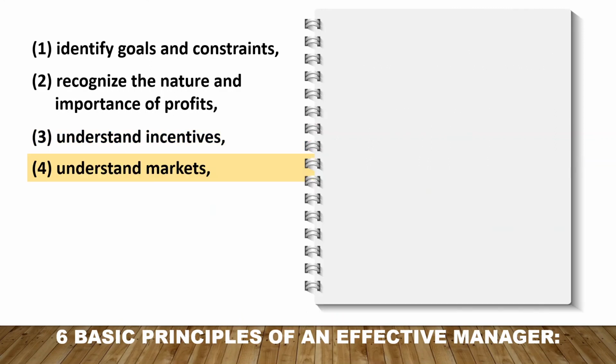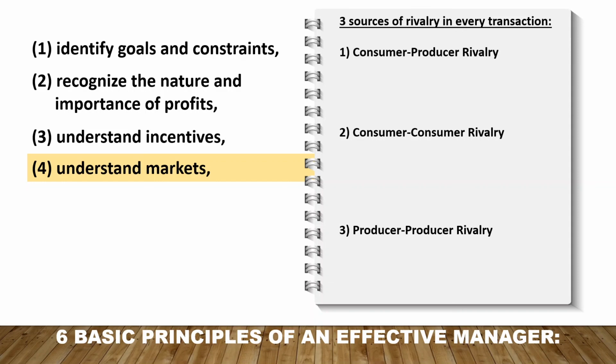The fourth principle is understanding markets. There are two sides to every transaction in the market, a consumer and a producer. The power of consumers and producers in the marketplace is limited by three sources of rivalry in every transaction. Consumer-producer rivalry happens when the customer negotiates or finds low prices while the producer negotiates high prices. Consumers will not buy if prices are high, while producers will not sell if prices are low.